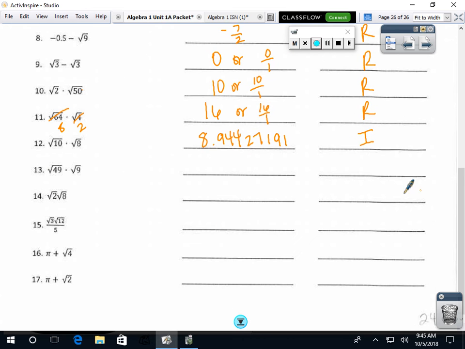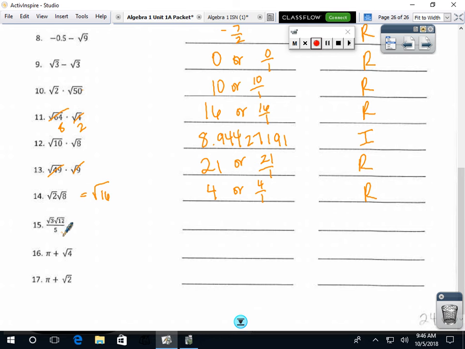All right, number 13. You can type it in, or you can just say, oh, well, that'd be a 7, that'd be a 3, so 21. Or 21 over 1, which is a fraction, so rational. Same thing with number 14. Even though there's not a dot to represent multiplication, they're touching, which represents multiplication. Square root of 2 times the square root of 8 is the square root of 16, which we all know is just 4. Or 4 over 1, which is a fraction, so rational.